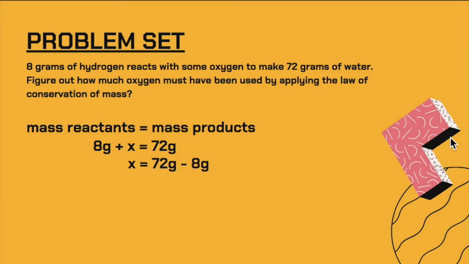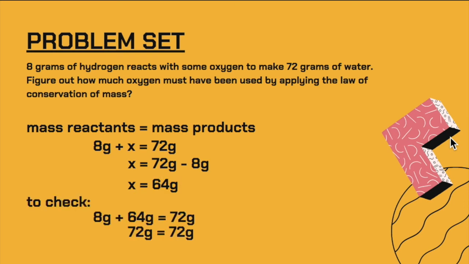So by subtracting 8 grams from both sides of the equation, we get 64 grams. And again, to check, we simply substitute the value of our X into our original equation, which is 8 grams plus X is equal to 72 grams, and check if both sides of the equation give us equal values. So 8 grams plus 64 grams is actually equal to 72 grams. So we know that 64 grams of oxygen must have been used to react with hydrogen to produce 72 grams of water. Okay.